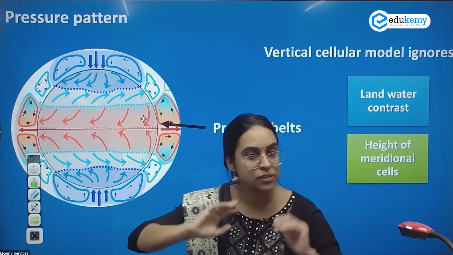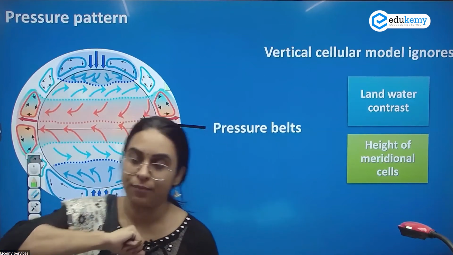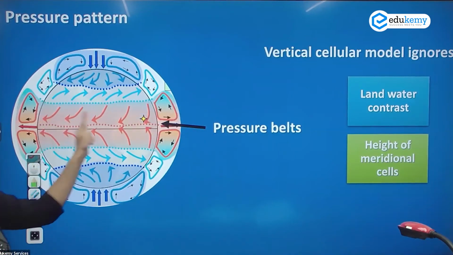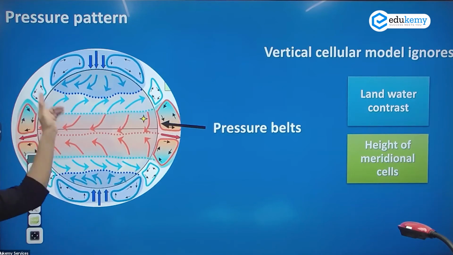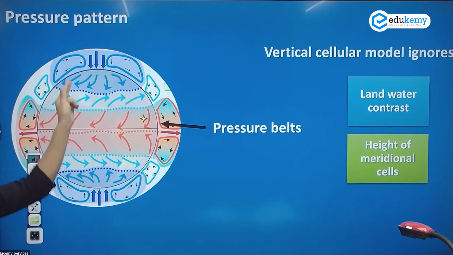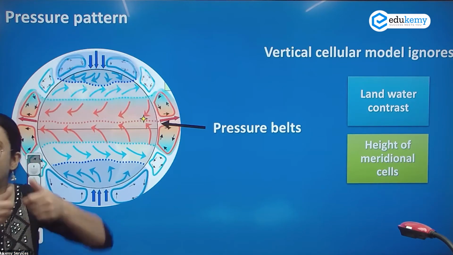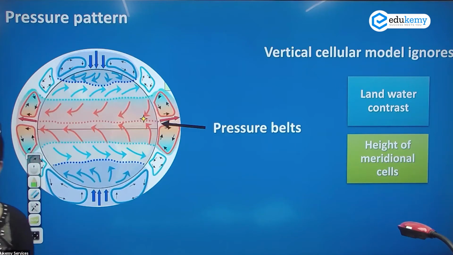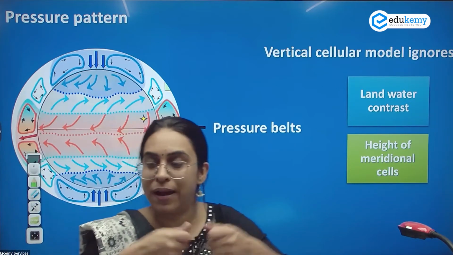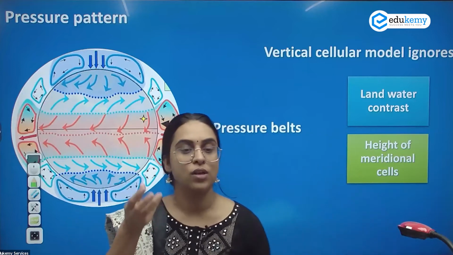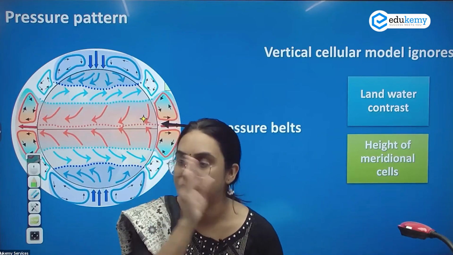Have you heard these names? Equatorial low pressure belt. We have a tropical high pressure belt. We have a subpolar low pressure belt. We have a polar high pressure belt. ये तो belts है ना? ऐसा कौन कह रहा है? ऐसा फेरल कह रहा है कि belts हैं. क्यों कह रहे हैं belts हैं? Because he has not taken into account land water difference.